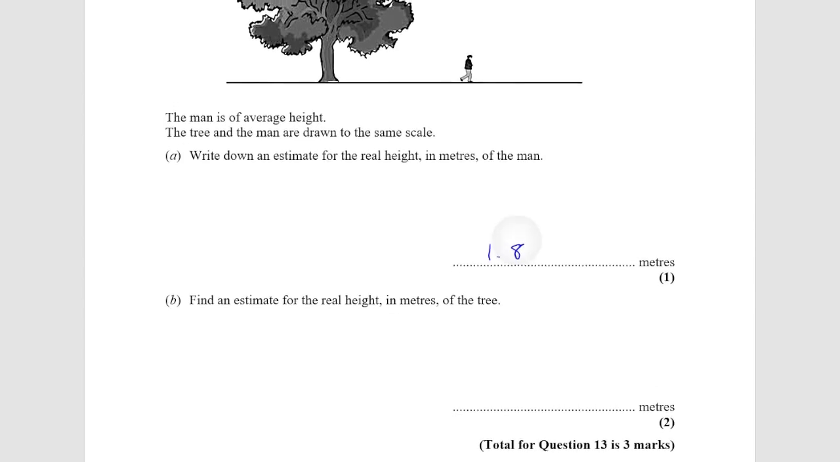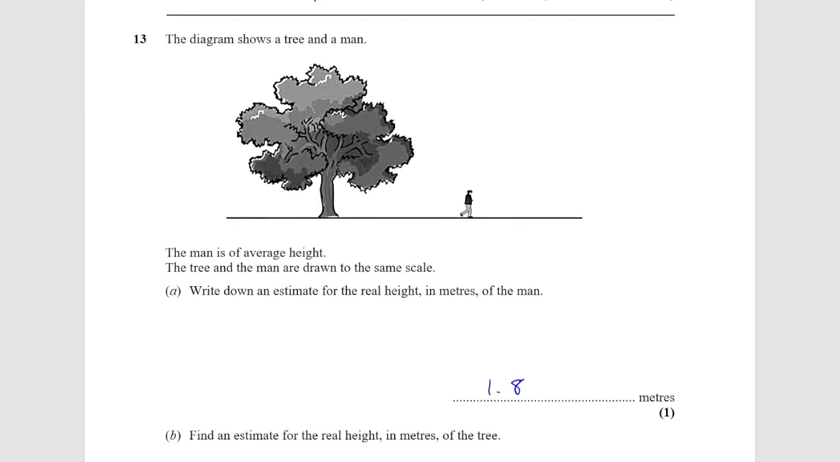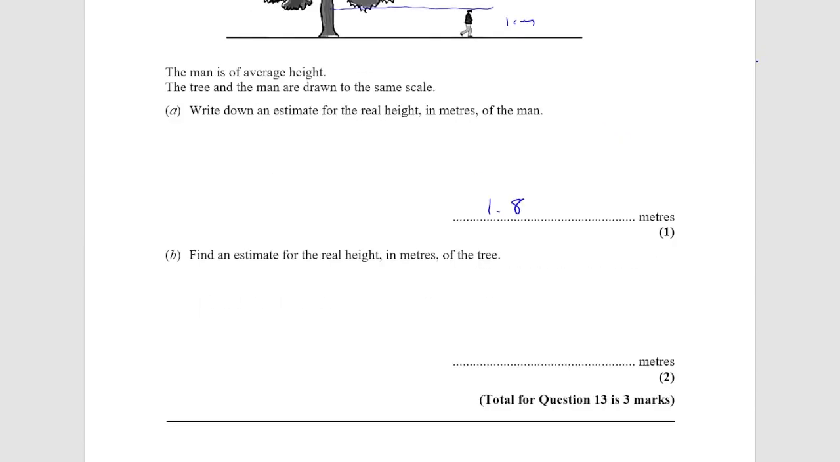Find an estimate for the height of the tree. So in effect, what we're saying is if this is the height of the tree, and this is the height of the man, how many times could the man's height fit in the tree? So I measure the height of the man as roughly 1 centimetre, and then the height of the tree as roughly 4.5. Yeah, 4.5. So I'm going to do 1.8 times 4.5.